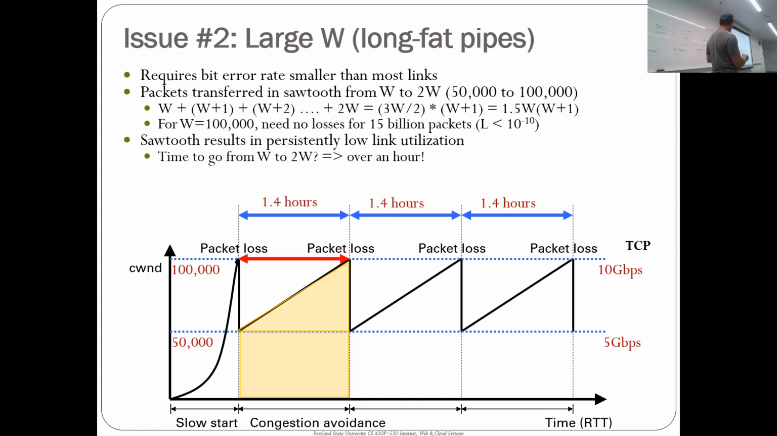Okay, so the other issue is that the time it takes to grow from W to 2W is on the order of an hour when you're talking about maybe a 200 millisecond round trip time. In order for you to grow from half of the link bandwidth to a full link bandwidth, it takes you an hour and a half in this estimate. So most of the time, you're underutilized. In fact, you're averaging 3/4 of the full link bandwidth doing this. Okay? So this is not optimal.